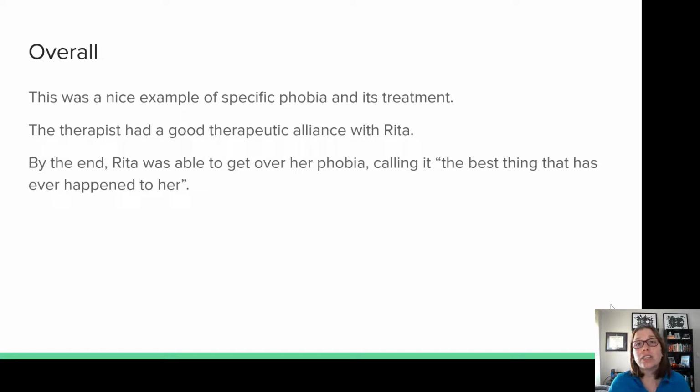I just have an overall conclusion, like what should we make of this? I thought it was a very nice example of a specific phobia and its treatment, because we got to see both what symptoms she was showing, but also how quickly it turned around. Another thing I noticed was that the therapist had a good therapeutic alliance with Rita, so that might be something to cover. And it was a good success story because she was able to get over her phobia, calling it the best thing that has ever happened to her.